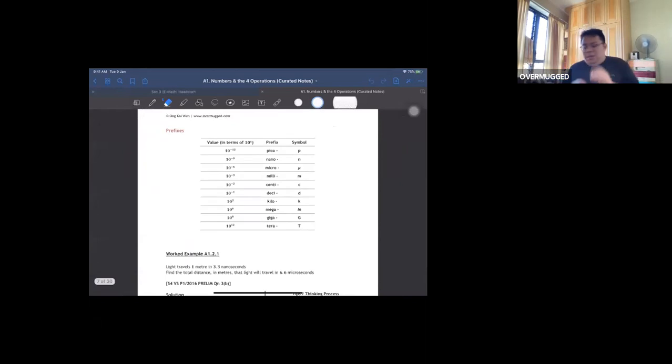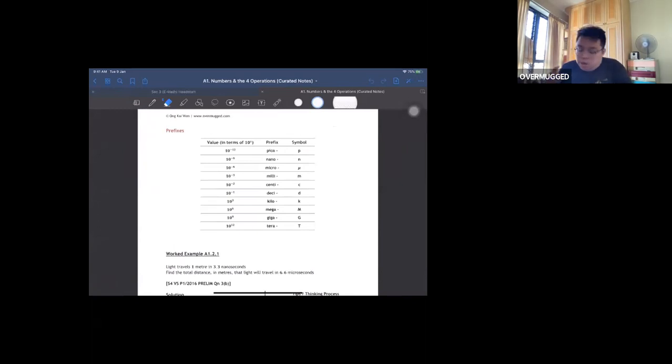Now, prefixes. Okay, so this is where things get important. You need to know this. This is a list to memorize. You must start to drill this into your head because you do need to know what is a pico, what is nano, micro, milli, and so on.